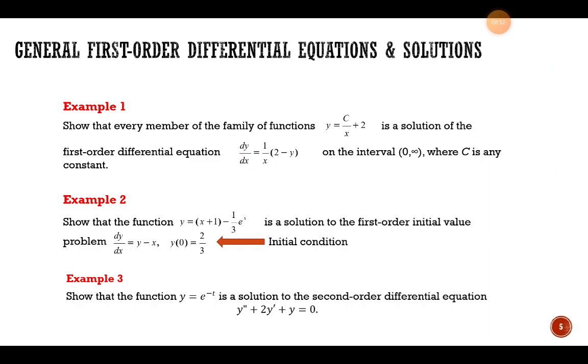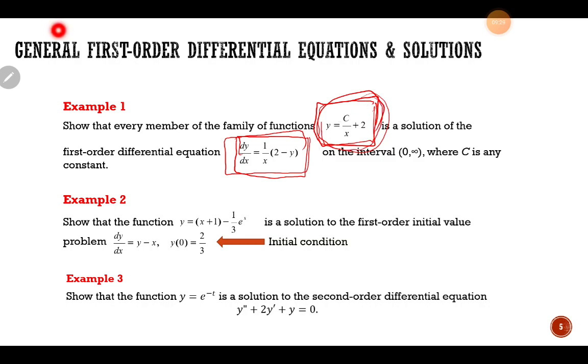Alright, so yang tadi yang saya cakap nak show that the solution that we get is the correct solution. Let's have a look at this example 1. Okay, at this example 1, show that every member of the family function. Katakanlah soalan ni, in this example, you diberi this differential equation. Dy over dx is equals to 1 over x times with 2 minus y. Okay, kita nak tunjuk differential equation ni, dia punya solution is this one. Y equals to c over x plus 2. Macam mana dapat benda ni? Okay, hold on. Sekarang ni tak perlu tahu lagi macam mana dia sebenarnya dapat. Kita just guna je solution yang diberi ni.